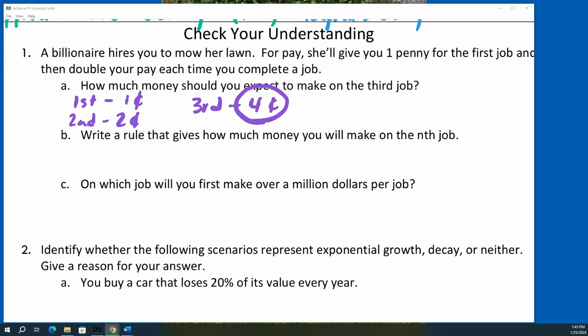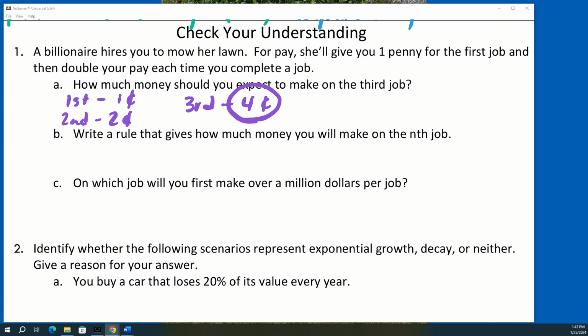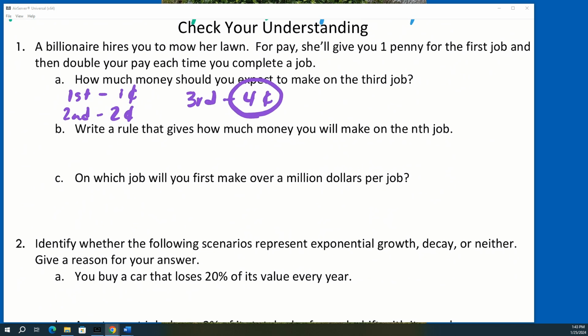How much of the yard do you have to cut? Because I'm only cutting the blade of grass. You have to mow her whole yard to get your penny. Is that what it says? Yeah, they don't say that.